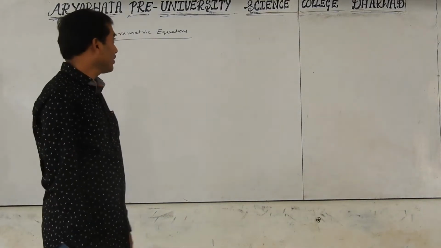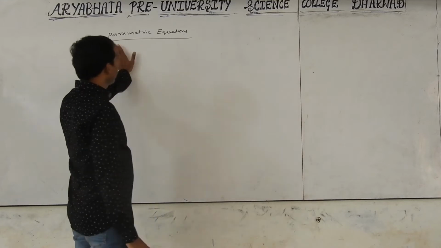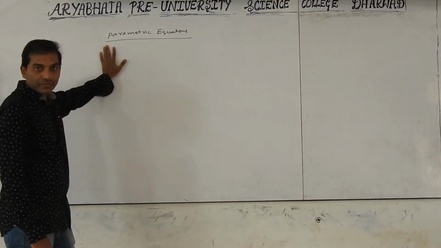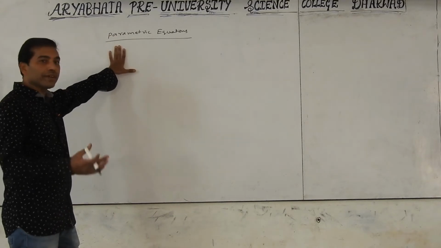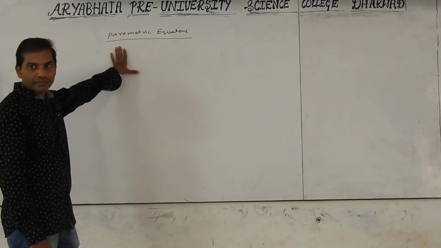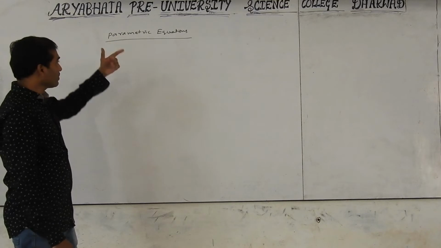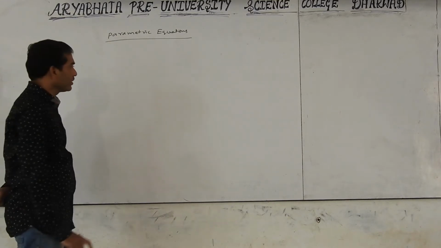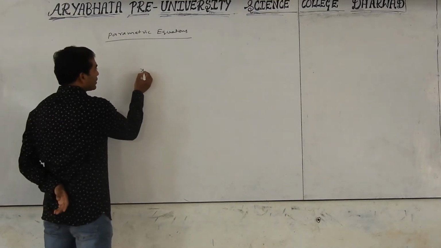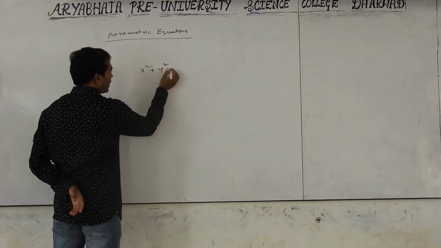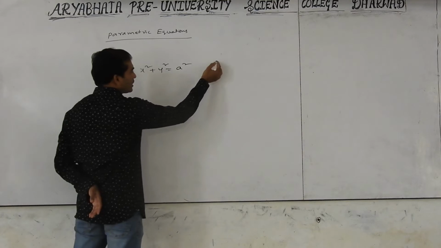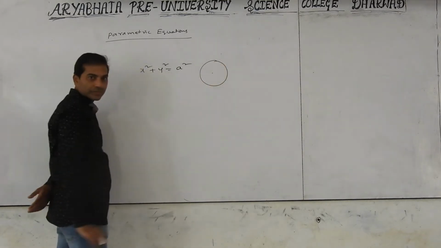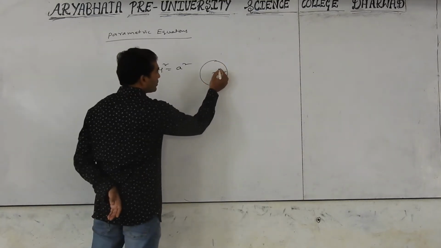Now, we will discuss today parametric equations. If it is a parametric equation, how can we find the derivative of a parametric equation? So, what is a parametric equation? For example, x square plus y square equal to a square. This represents a circle equation, radius a.